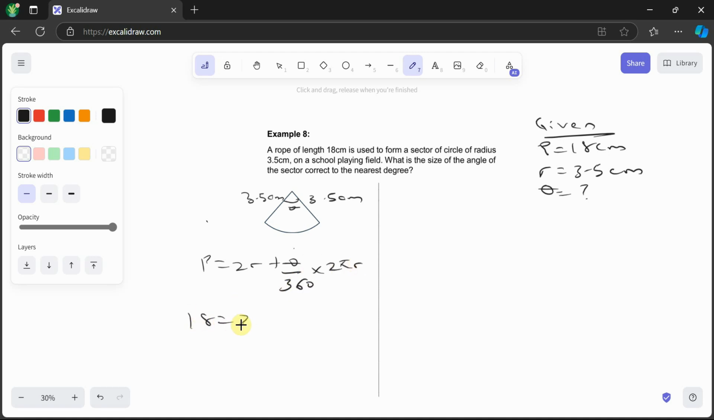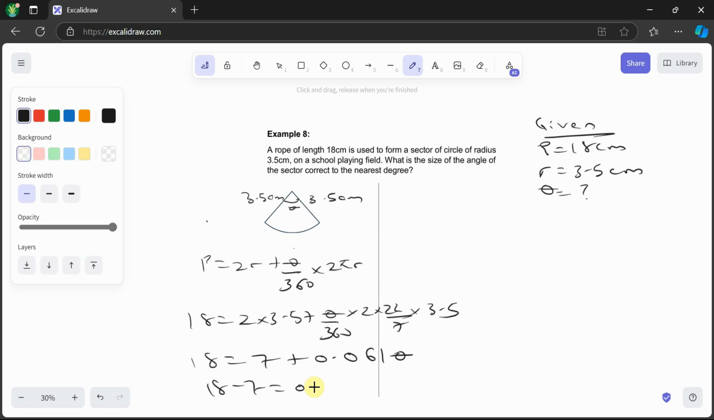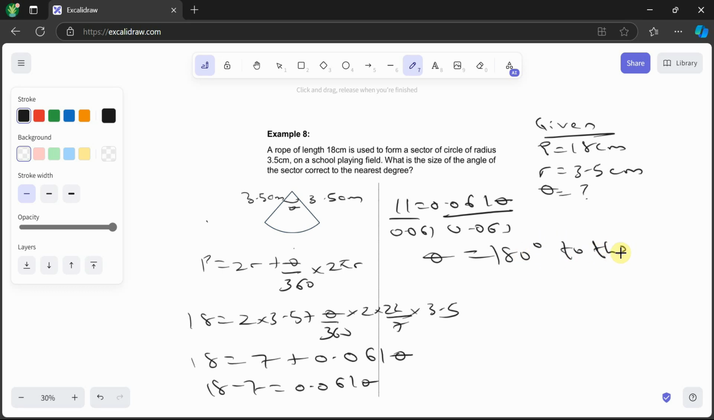The perimeter is 18, r is 3.5, plus theta over 360 times 2 times 22 over 7 times r, which is 3.5. So let's simplify. This 18 is equal to 7 plus 2 times 22 times 3.5, divide this by 360 and divide this by 7, which gives 0.061 theta. So 18 minus 7 is 11, so 11 is equal to 0.061 theta. If I divide both sides by 0.061, my theta would be 180 degrees to the nearest degree.